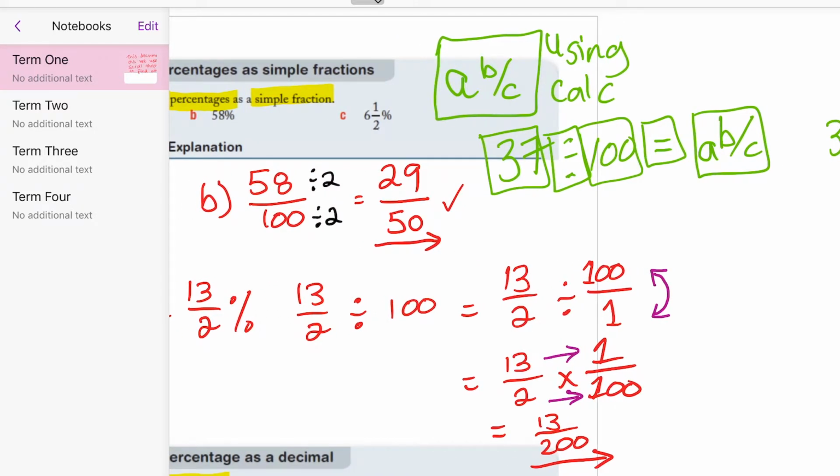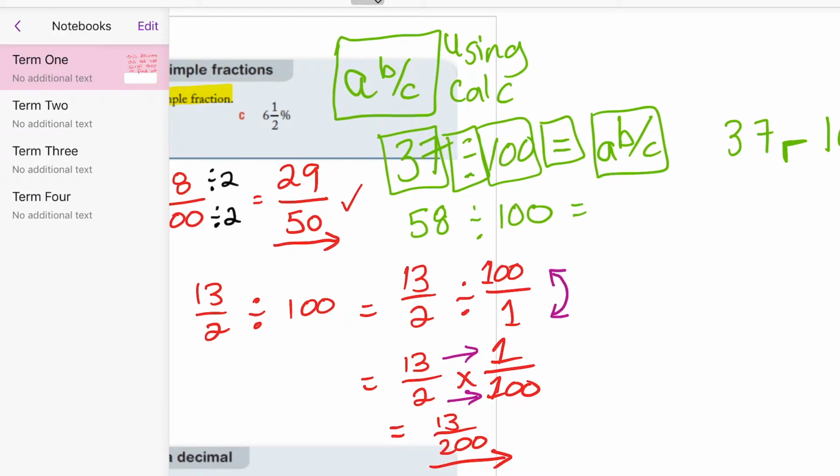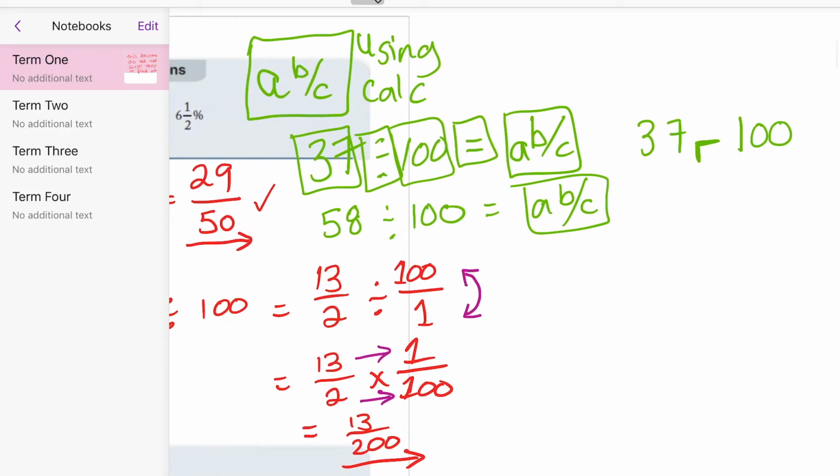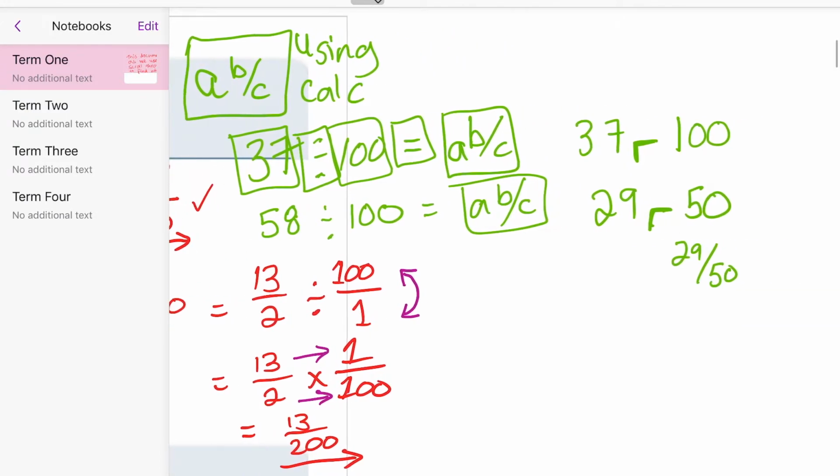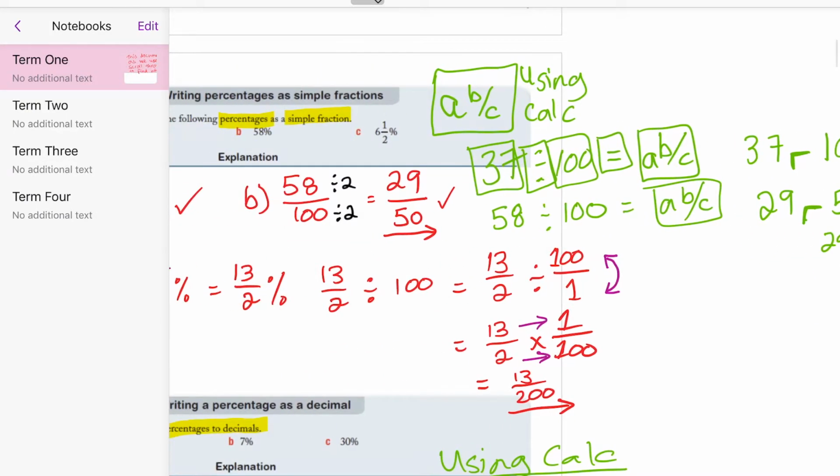We're going to do 58 divided by 100. Press equals, then press your ABC button, okay? And what you should have up on your screen is automatically 29, remember the little R, and 50. But remember that little R is your fraction line. So when you write it on your piece of paper in your test, it's 29 over 50, please. Okay? Alrighty, so that's using your fraction button.